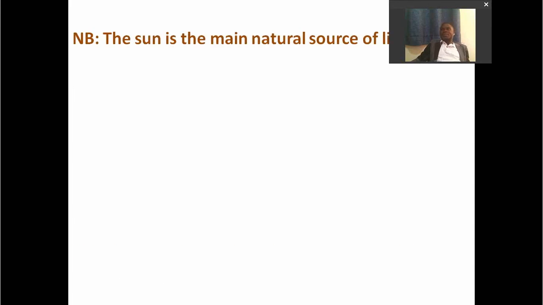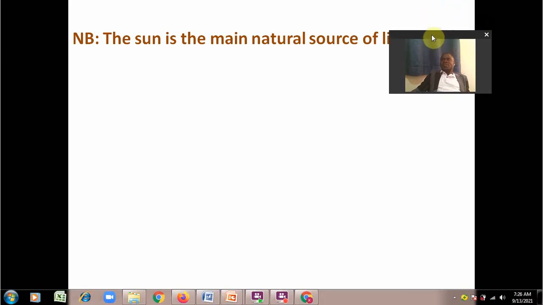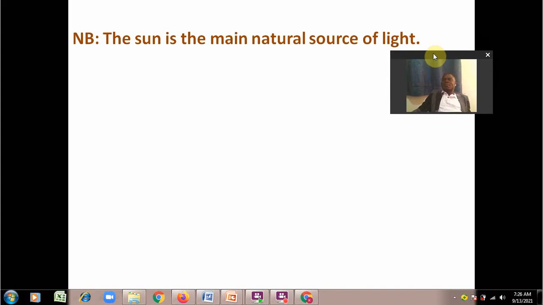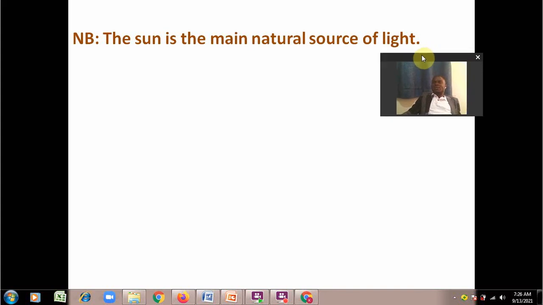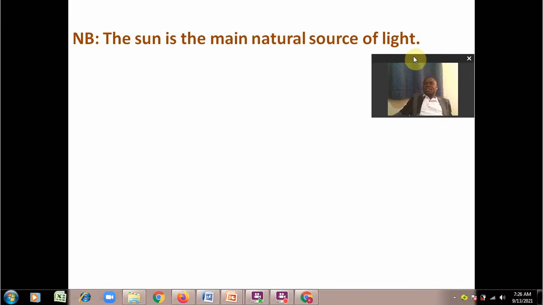Then we have the glow worms. These ones are also natural sources of light. They are living things. They are worms, but God created them in a special way that they can emit light. They can give off light. Altogether? Okay. Then let's look at this note here. They are telling us that the sun is the main natural source of light. Yes, the major. If we don't use the word main, then we can use the word major. The sun is the major natural source of light.